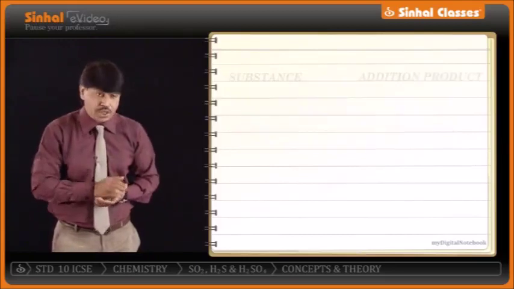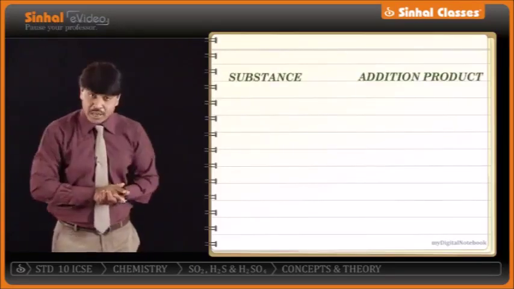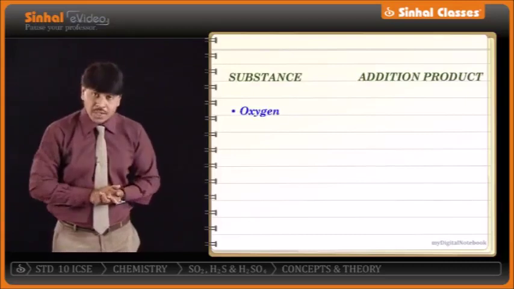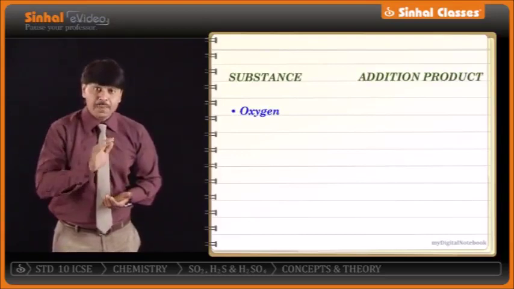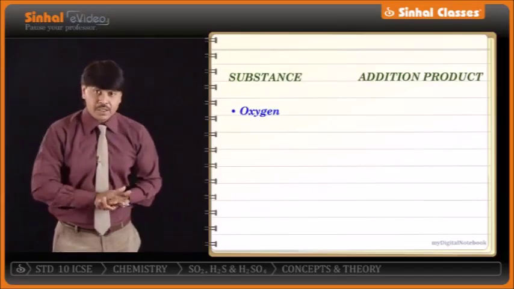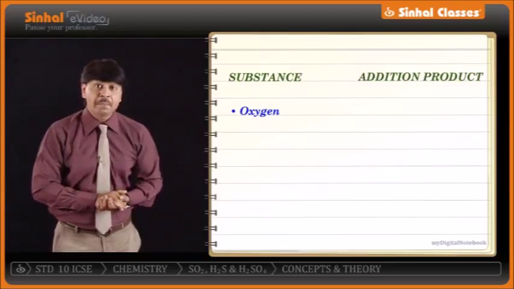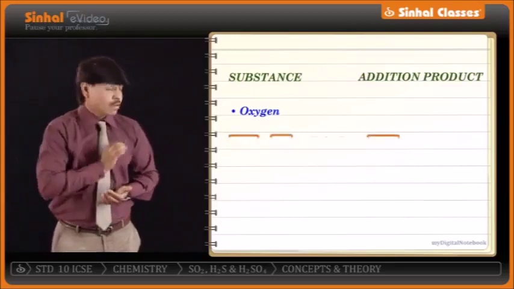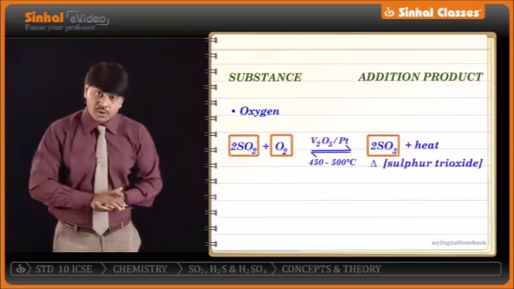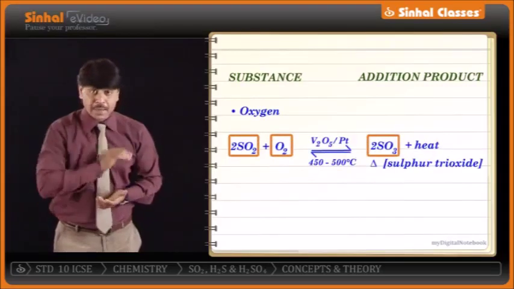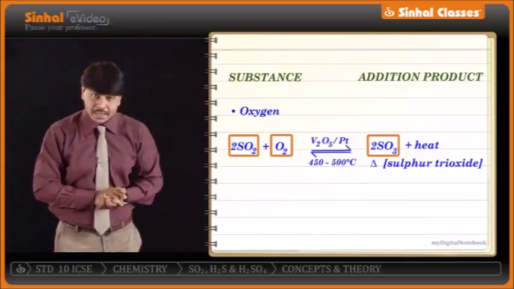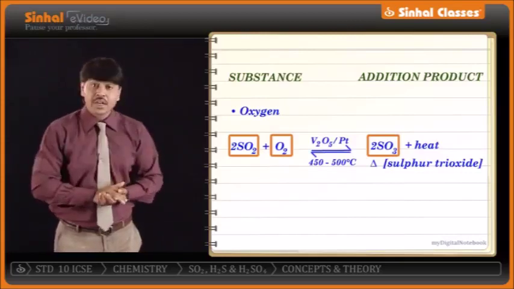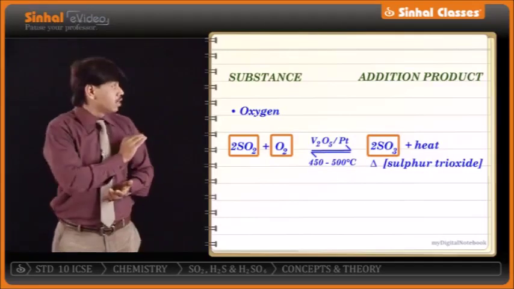With respect to oxygen, sulfur dioxide, that is 2SO2, will combine with oxygen. It's a reversible reaction, and this reaction takes place only in the presence of a catalyst. The catalyst we use is vanadium pentoxide, V2O5, or you can also use platinum, and the temperature which should be maintained is 450 to 500 degrees Celsius. We get sulfur trioxide, 2SO3, along with heat.